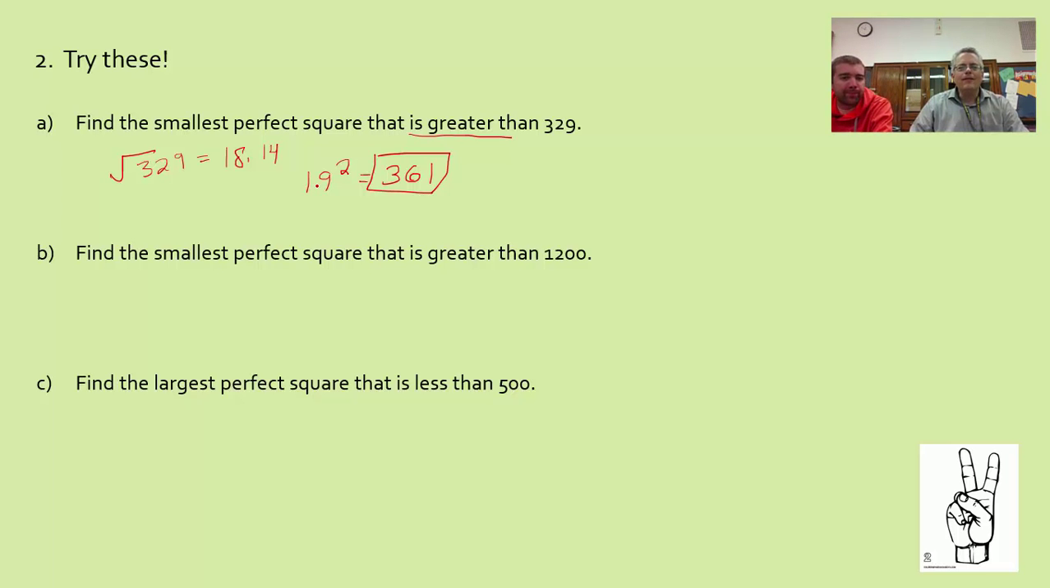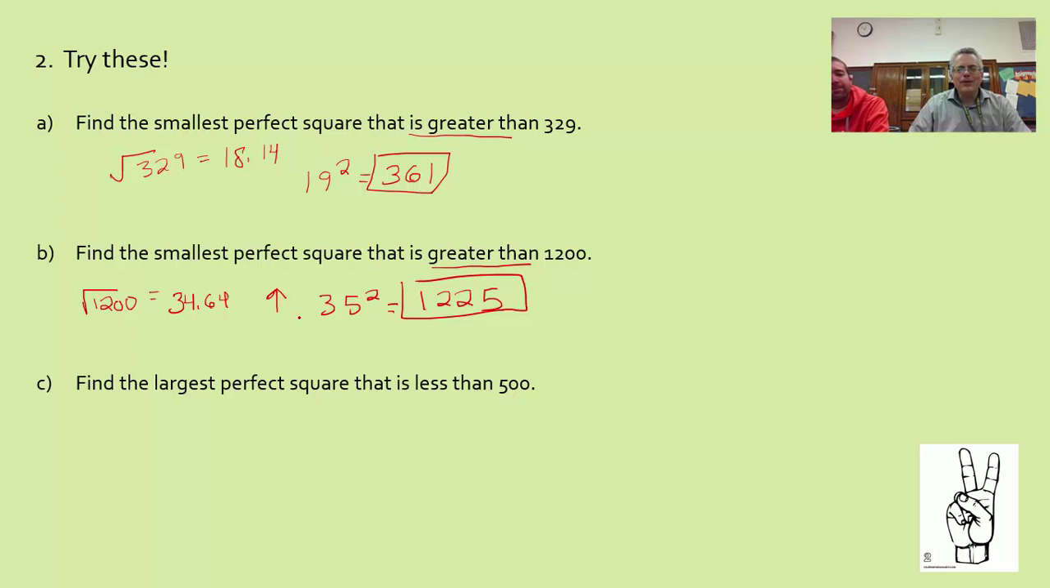All right, find the smallest perfect square that's greater than 1200. Square root of 1200 is 34.64. We're going to round that up. 35 squared, because we want greater than 1200. That's 1,225.